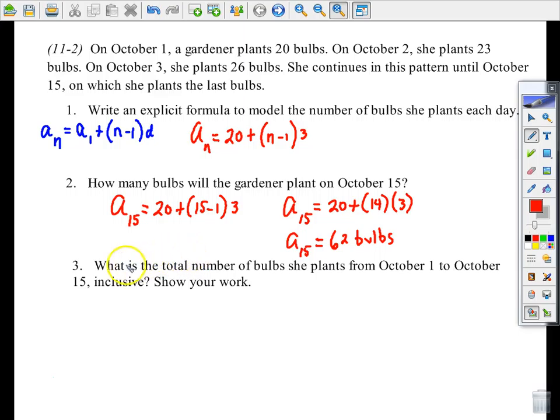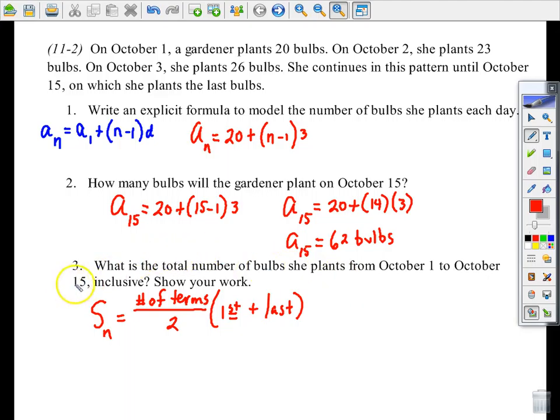All right, and now, how many were planted in total? This is wanting a sum of all the bulbs planted for all of these days. Since this is an arithmetic sequence, adding all the terms makes it an arithmetic series. The way we find the sum of an arithmetic series is to take the number of terms divided by 2, times the first term plus the last term.